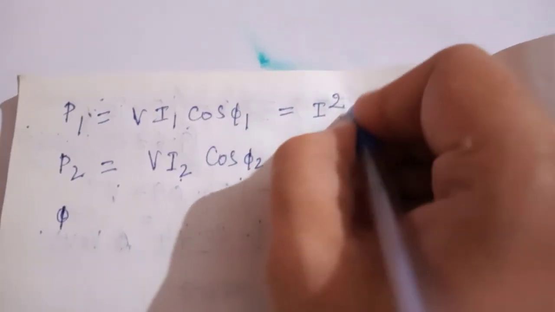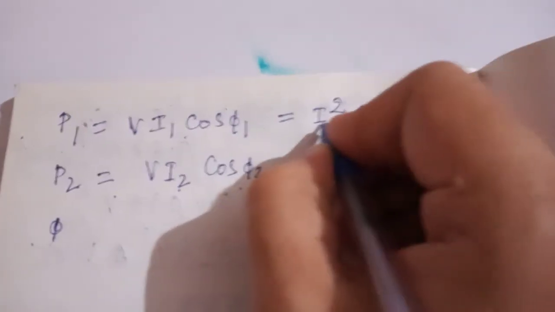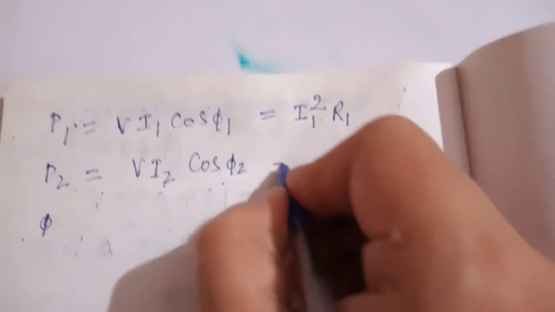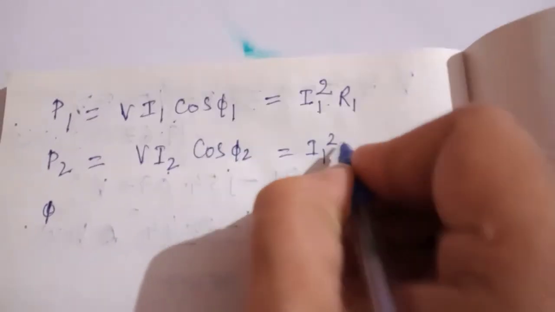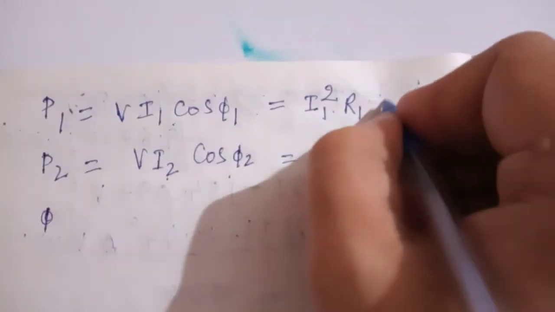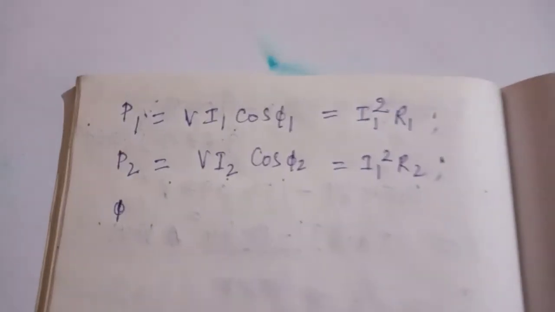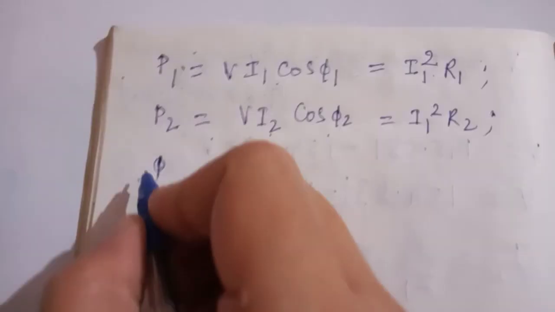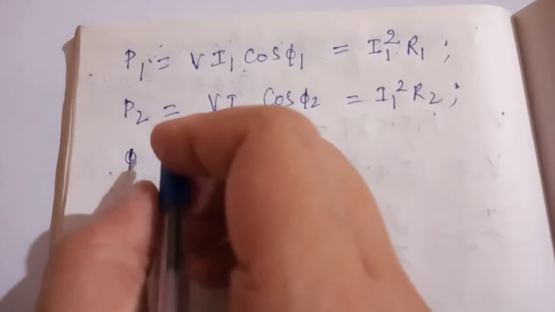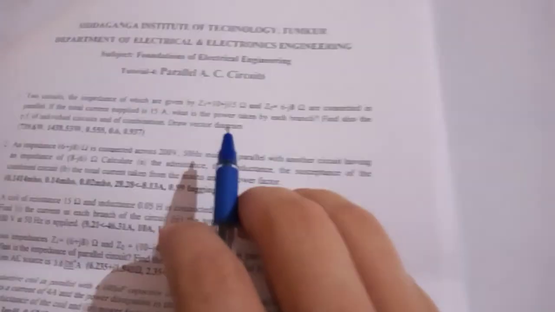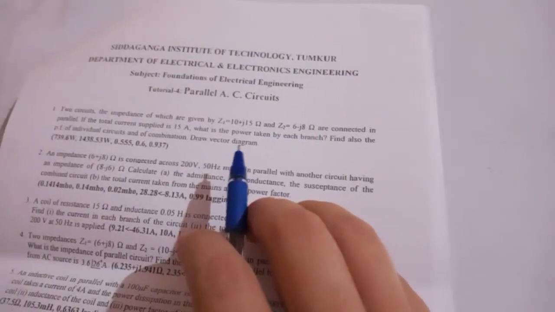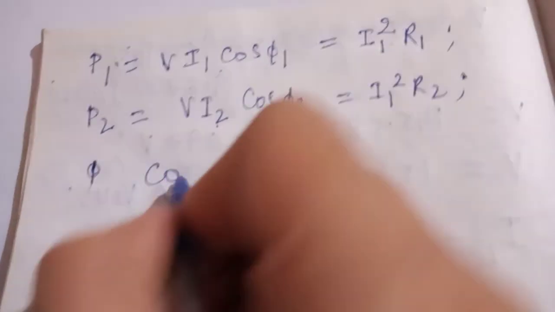Or you can use this formula, I1 squared R1, I2 squared R2. Any formula you can use, you will get the same result. But in the problem they have also asked for the power factor of the first and second circuits. So better you calculate the power factors first, then the individual branch powers.